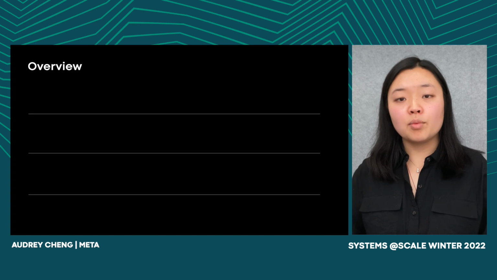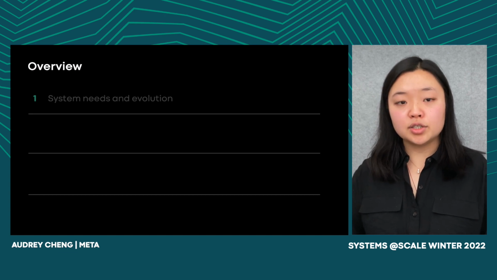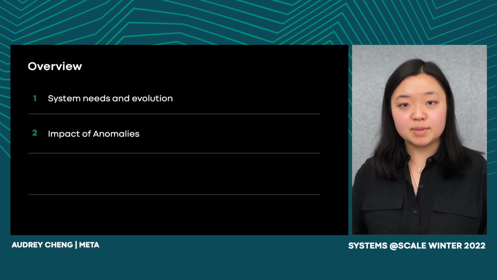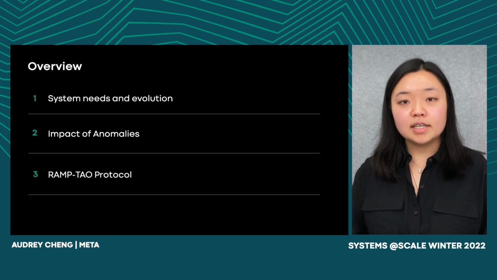In this talk, we'll cover how Meta ensures these guarantees through its system, how this system has grown and evolved and what its needs are, as well as the impact of the lack of guarantees, which we quantify in the first large-scale measurement study of its kind. And finally, we'll talk about our novel RAMP-TAO protocol, which ensures stronger guarantees at scale.